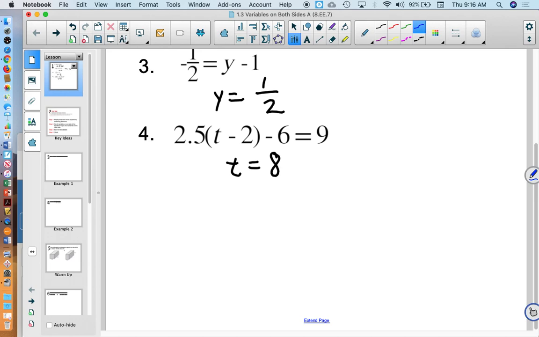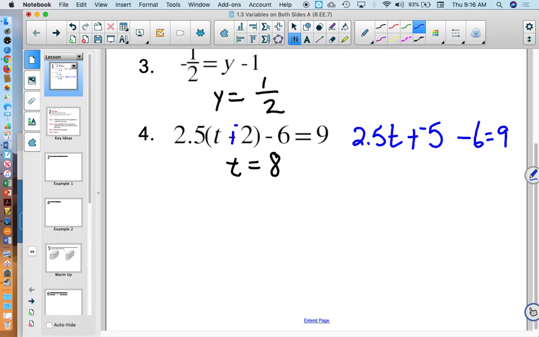Michaela? I have to distribute the 2.5. So this becomes 2.5 times t minus, 2 times 2.5 is 5. Or I could call this plus a negative 5 because I could have changed that right there. Okay? Minus 6 equals 9.